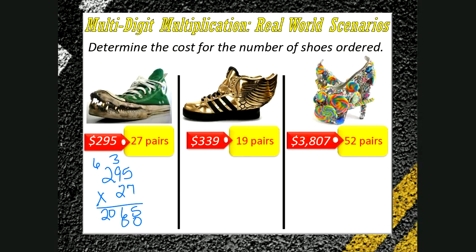I'm going to change my color so we can remember which one of these is being carried over for the second number. 2 times 9 is 18, plus 1 more is 19. And then 2 times 2 is 4, plus 1 more is 5. We'll have to add all these together. That would be a 5, a 6, a 9, a 7, and we would have $7,965. Go ahead and pause the video and try the next 2 problems.